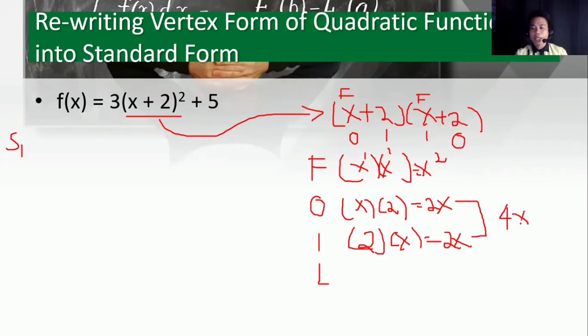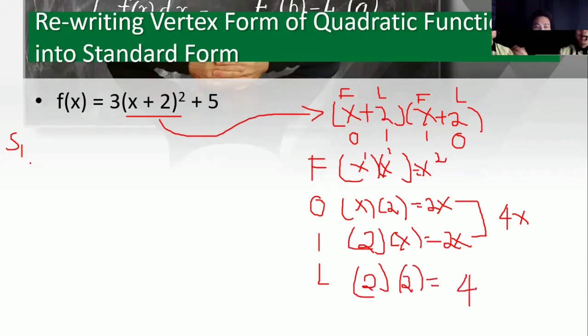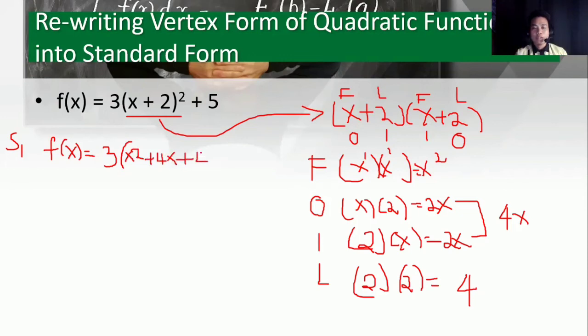Then like terms, we have x. So 4x. Then the last term, we have the second term of the binomials. So the last term, 2 times 2. So 2 times 2, we have 4. Now, our answer is f of x, or our equation is f of x equals 3 times the square of the binomial, which is x squared plus 4x plus 4. Then rewrite the constant, which is, or the k, rewrite it, so we have 5.